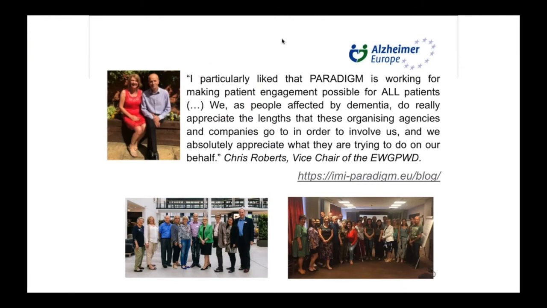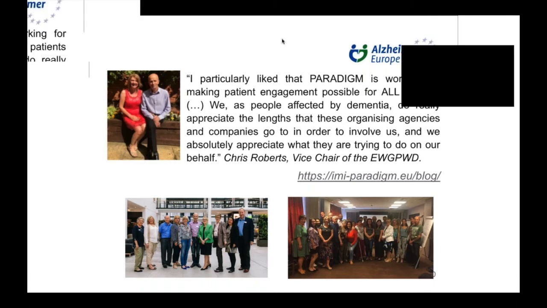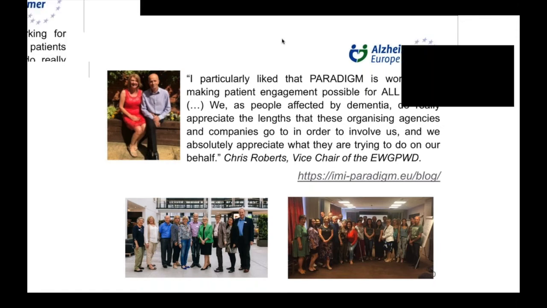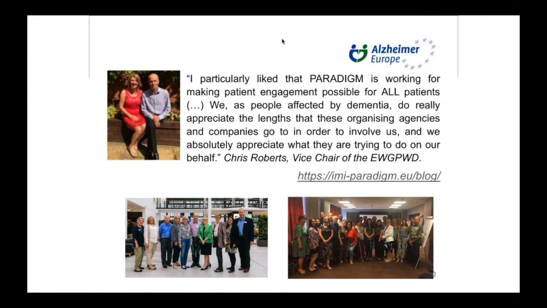And I'd like just to finish with a quote. We had an interview with Chris Roberts, the vice chair of the group, after the consultation about Paradigm in Brussels. You have there the link, imiparadigm.eu/blog, where you can see the full interview. But I just want to finish with a few words of what he said about this consultation, particularly that Paradigm is working for making patient engagement possible for all patients. We, as people affected by dementia, do really appreciate the lens that these organizing agencies and companies go to in order to involve us, and we absolutely appreciate what they are trying to do on our behalf.